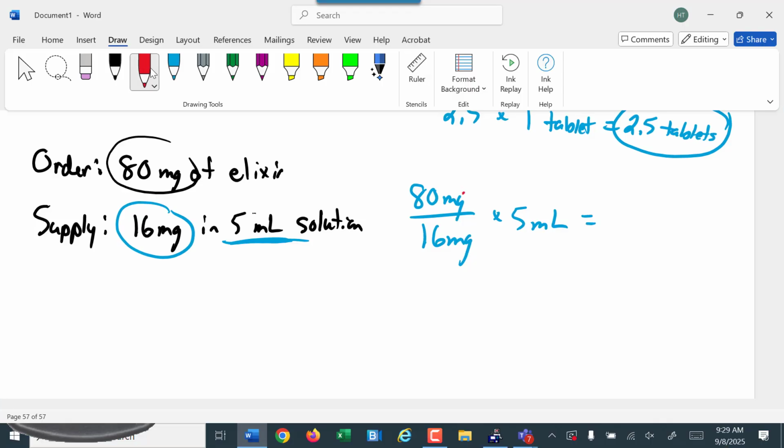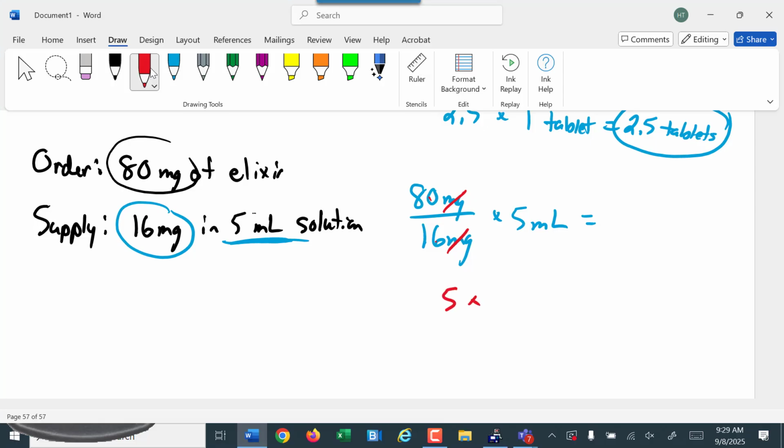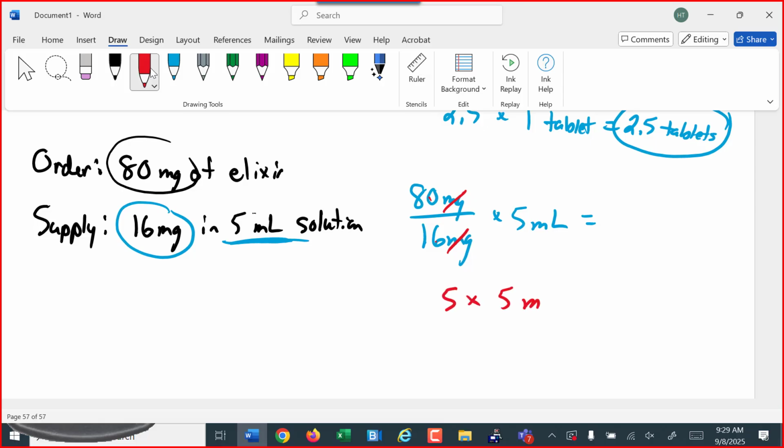So the milligrams cancel out. We have 80 divided by 16, which is 5. 5 times 5 milliliters is 25 milliliters. So you would administer 25 milliliters of that solution to the patient in order to get them the 80 milligrams of medication.